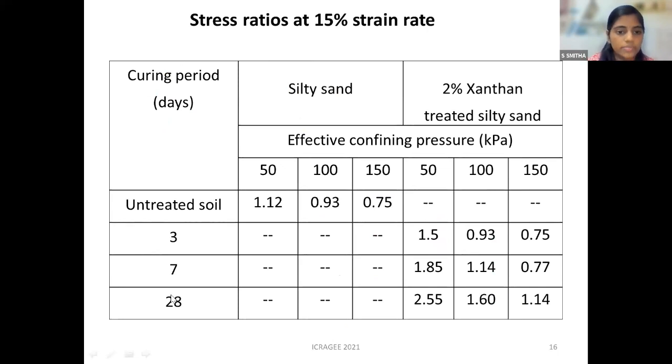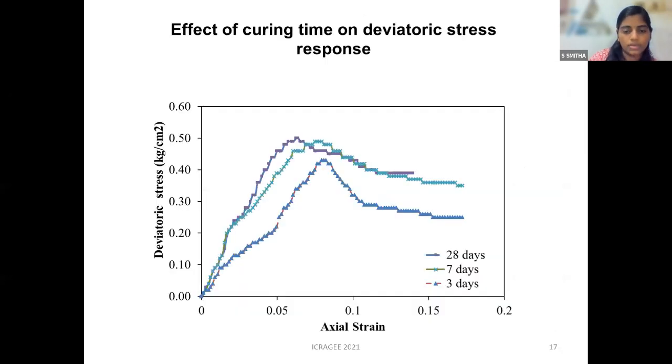So these are the stress ratios at 15% strain. Stress ratio is calculated as the ratio of deviatoric stress to effective confining stress. Here also we can see the stress ratio was improved a lot due to the treatment. So this shows the resistance to take up stresses in xanthan treated soil. This is an example of the deviatoric stress response comparison at three curing times. Here we can see that as the curing time increased, the deviatoric stress taken by the sample also increased. But at 7 days and 28 days, the response is almost similar.